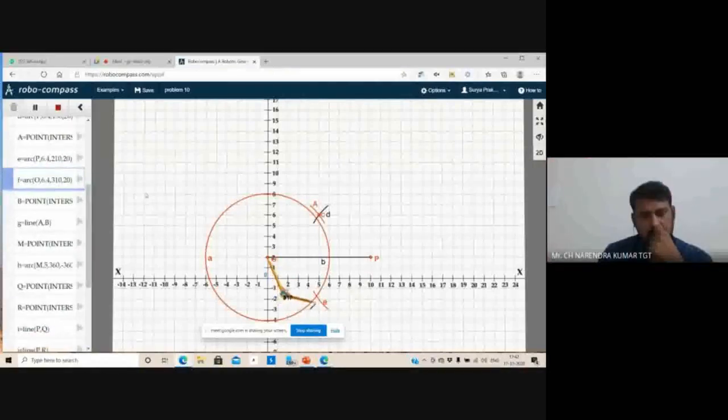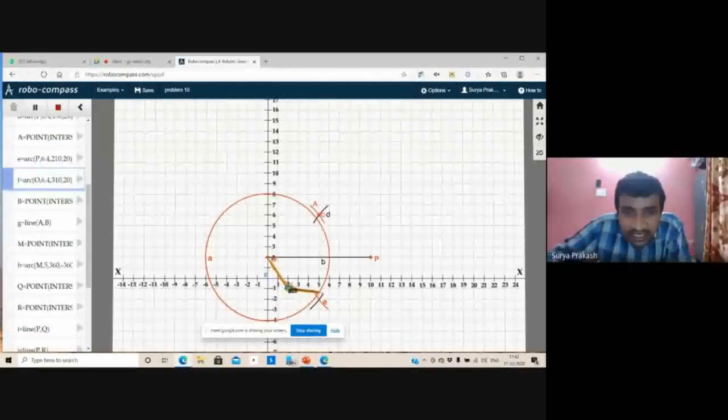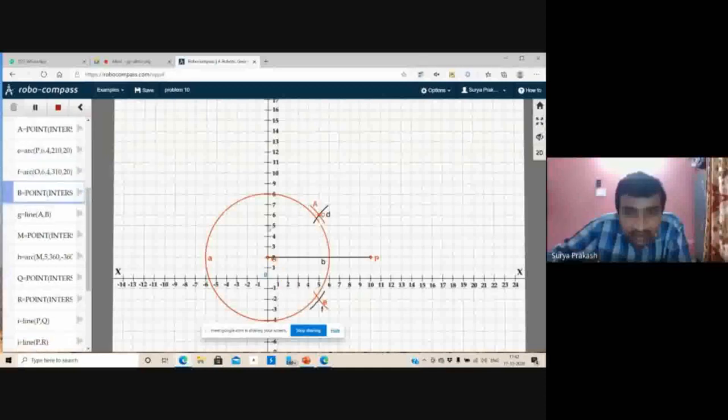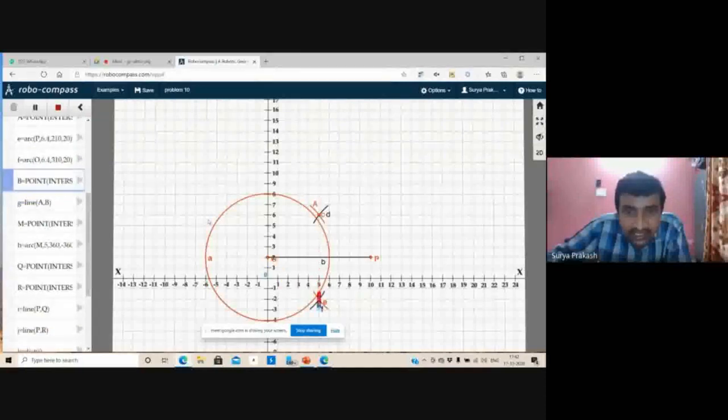Sir, here we can draw the perpendicular bisector. Sir, in the WhatsApp group, please send it so that we can go through it. Yes, sir. Sure.